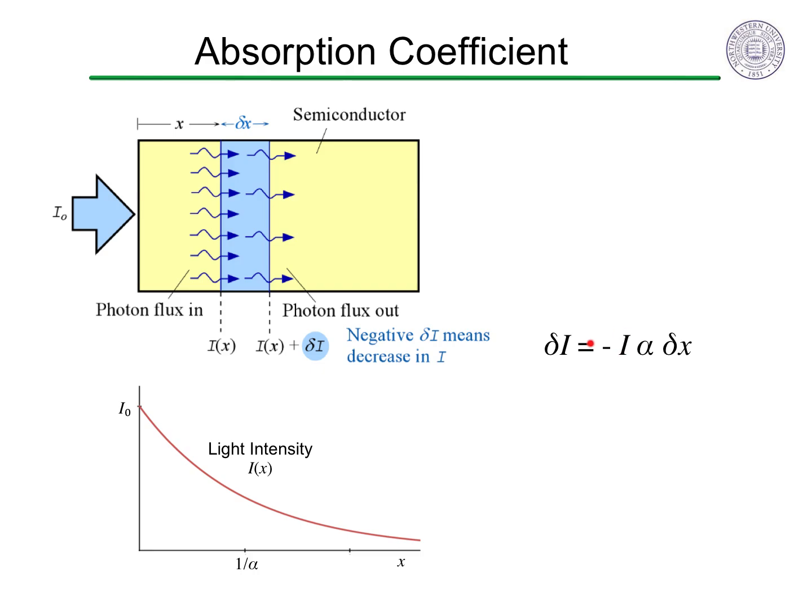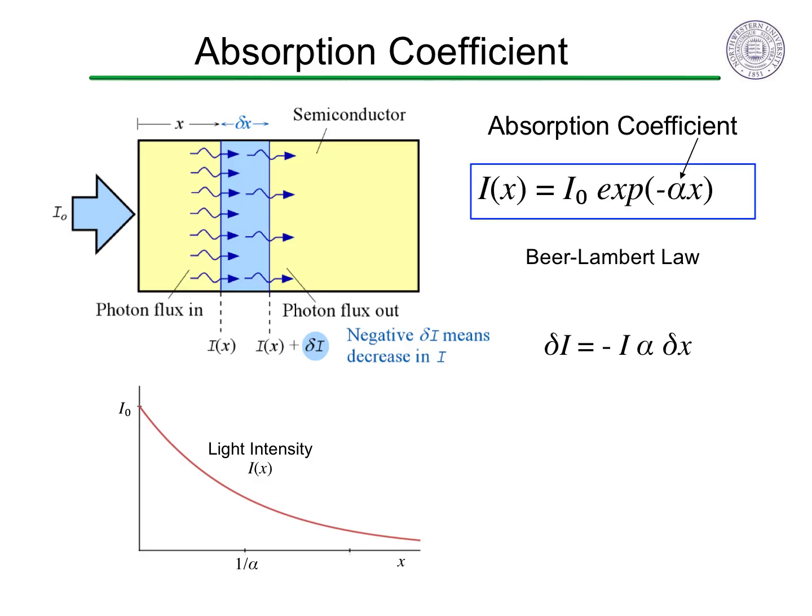The negative sign indicates that the intensity decreases as the light passes through the material. The solution to this differential equation is a simple exponential decay, where the light intensity at x equals 0 is the incident light intensity that then decreases exponentially as it is absorbed by the material. The absorption coefficient alpha describes the rate of decay with units of 1 over length. When the absorbing material is much thinner than 1 over alpha, the intensity of light decreases proportional to the thickness. But for thick materials, the exponential form needs to be used.